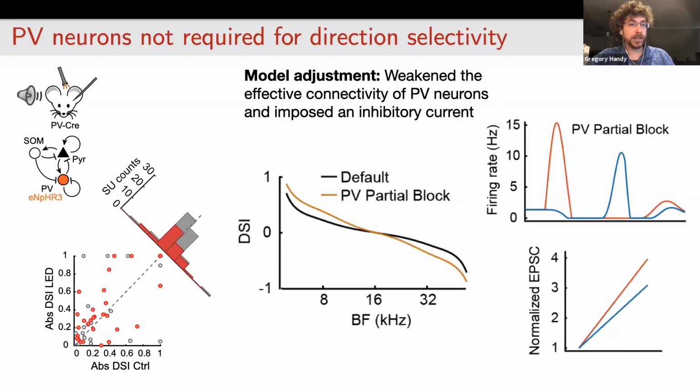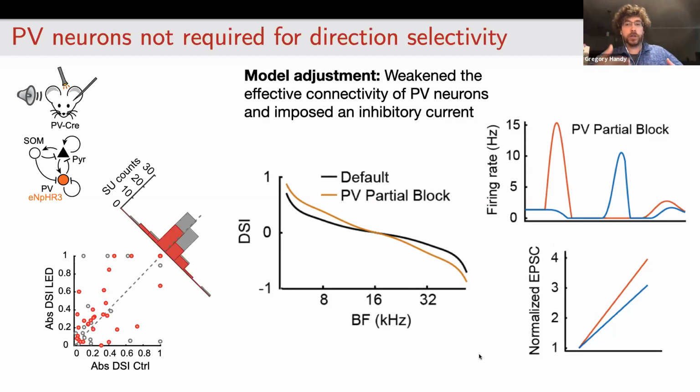What happens if we block PV cells? Well, similar to the experimental data, we see that it doesn't have much of an effect on the DSI. These cells are able to respond selectively to the different directions. And we see this leading suppression is very much present, if not perhaps a little stronger in this case.